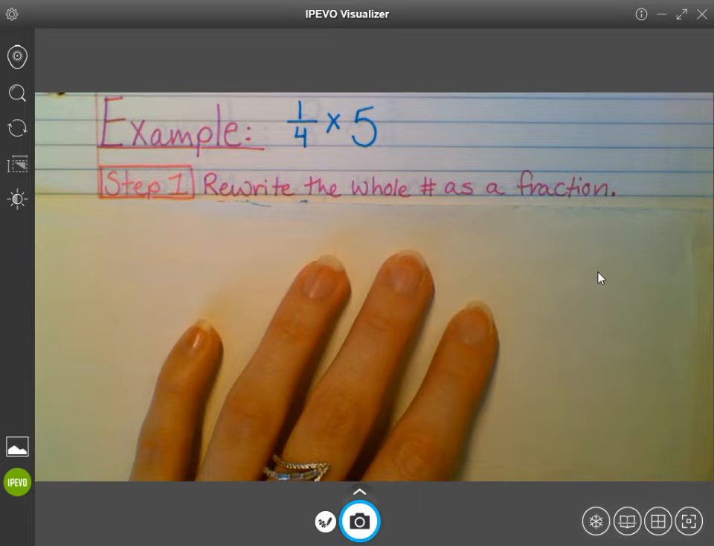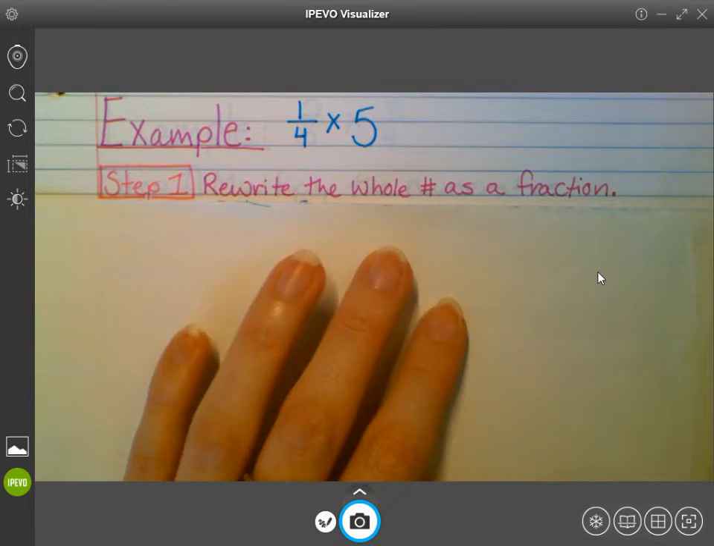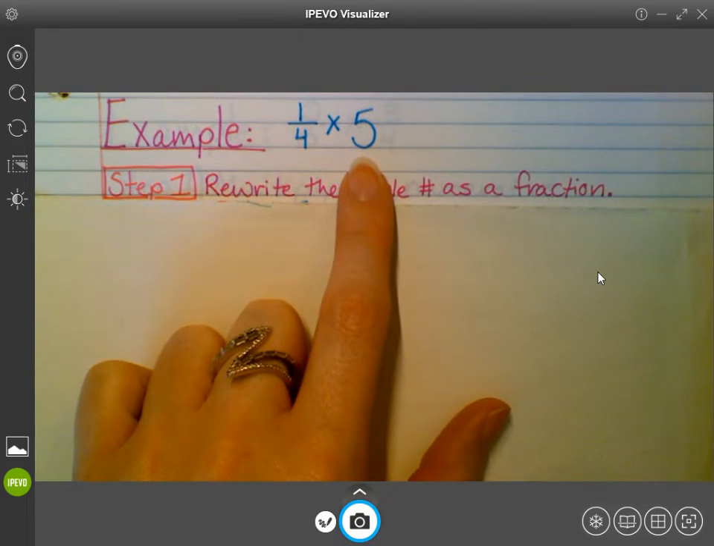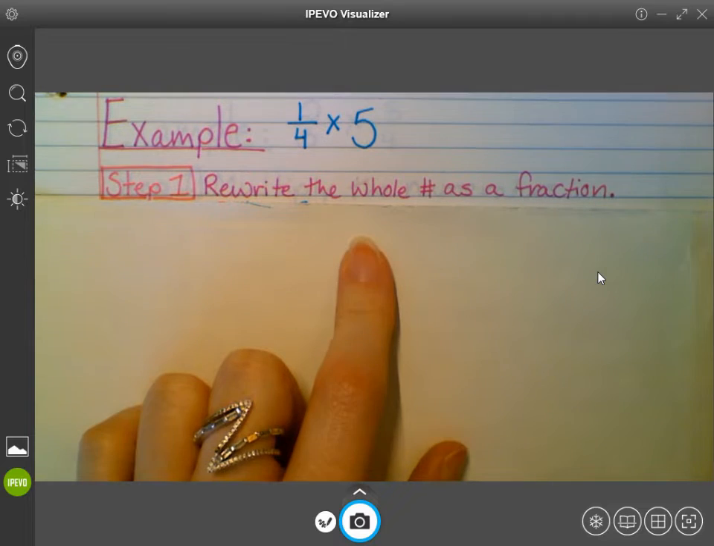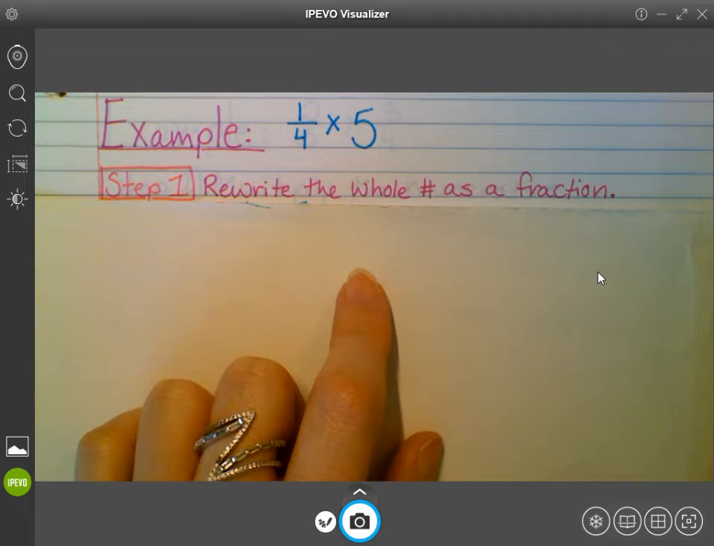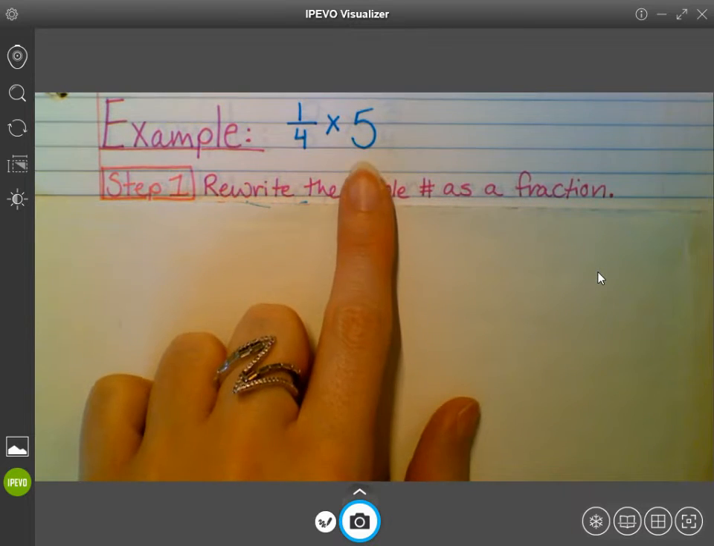While you're waiting for the rest of our class to finish up step 1, I'd like you to think to yourself, don't say it out loud, if we write a whole number as a fraction, so we're writing the number 5 as a fraction, think about what that looks like. Don't say it. How do we rewrite any whole number as a fraction? Think about that. Now, I want you to turn and whisper to the person next to you. How do we rewrite the whole number 5 as a fraction?